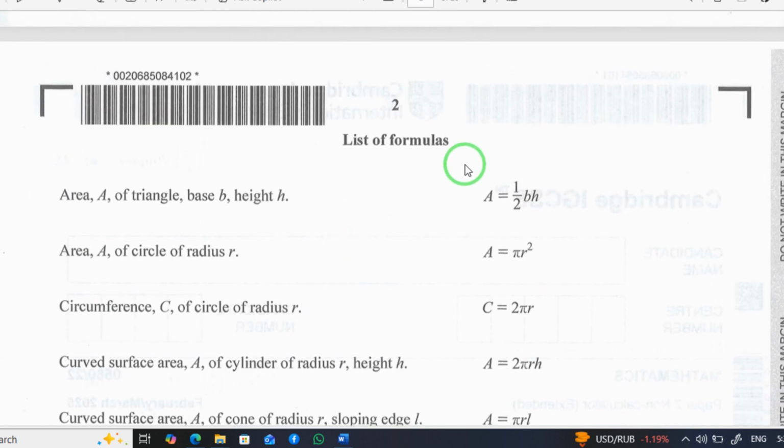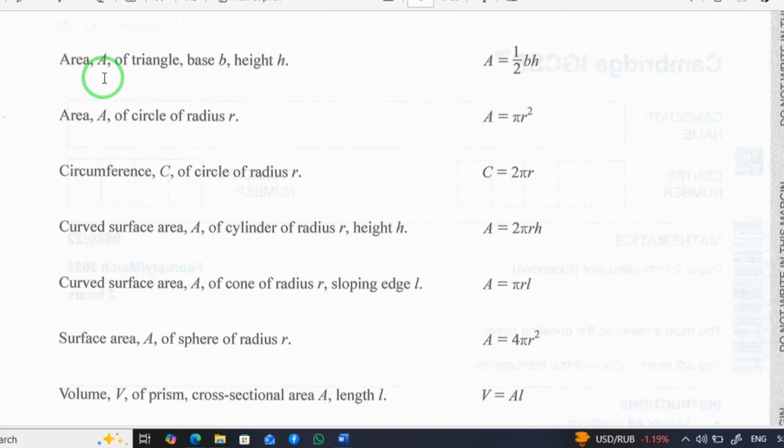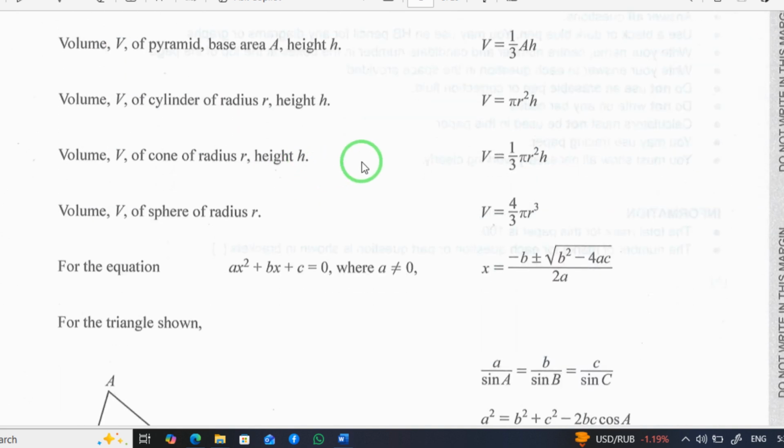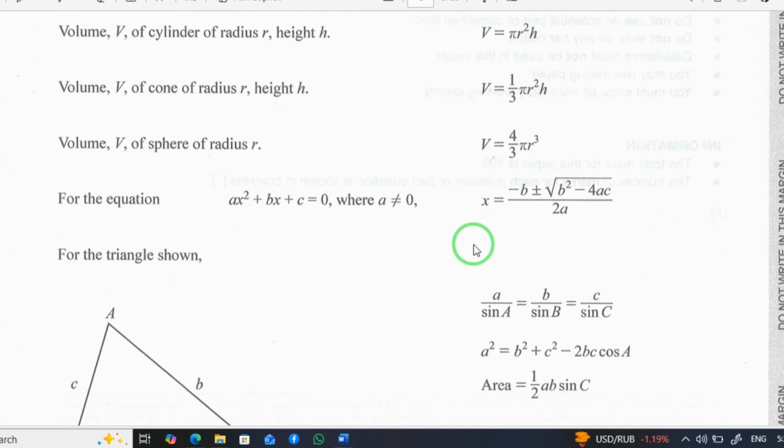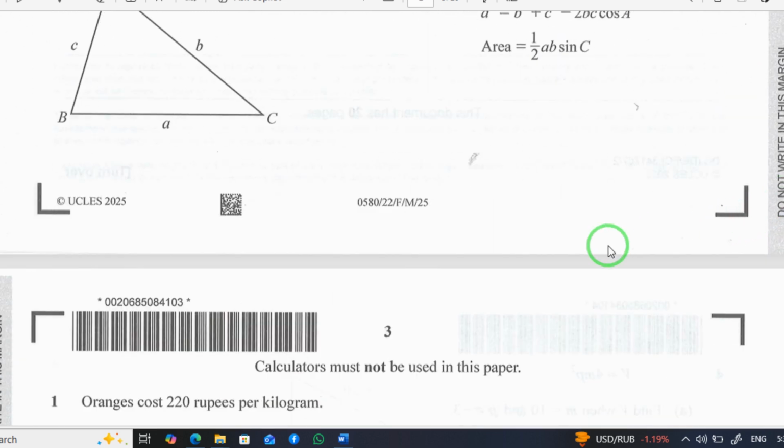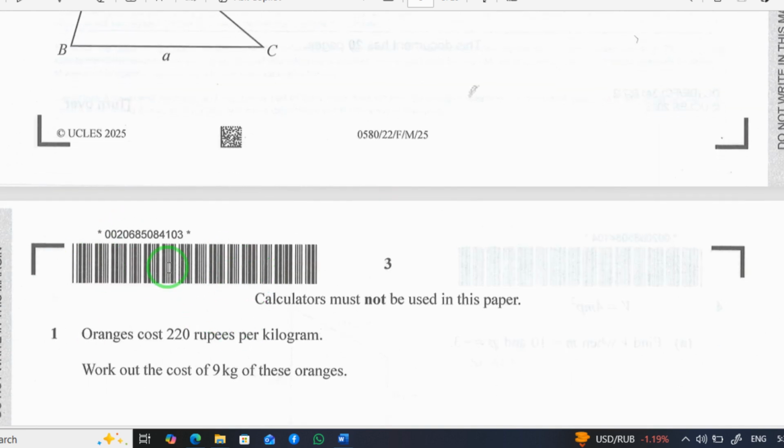Also, this is the list of formulas. For example, the area of a triangle is base B and height H. All the formulas needed for the first paper are given. You are not permitted to write anything in this part. Also, there is a barcode here. A calculator must not be used in this paper.